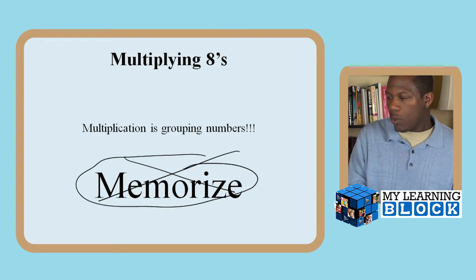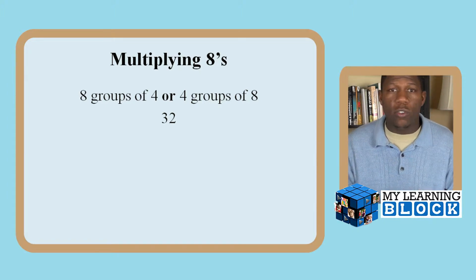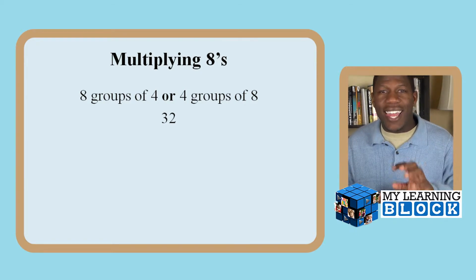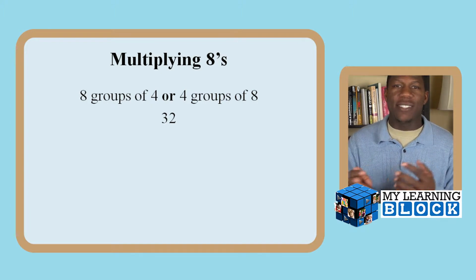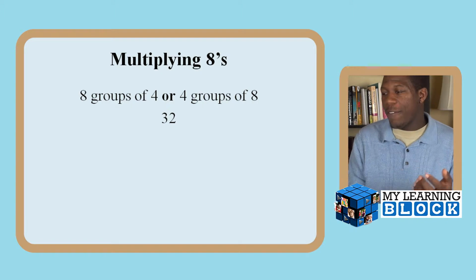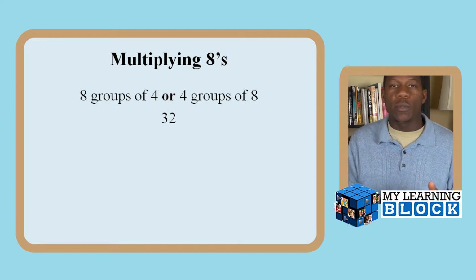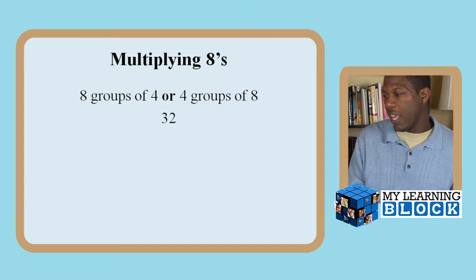So with regards to multiplying 8's, what does it mean exactly? Well, it means to put things in groups. We have 8 groups of 4, 4 groups of 8. It will both give us 32. I like using spiders as my object, right? So if I have 8 groups of 4, or let's say 4 groups of 8, I want to work on 4 groups of 8 this time.